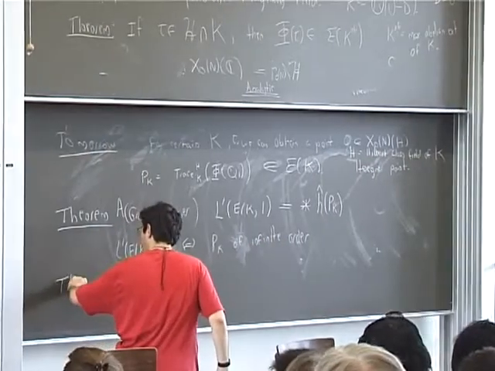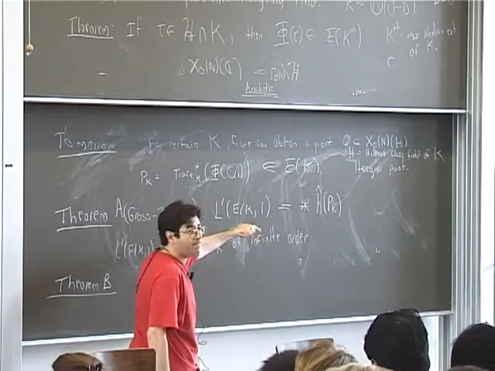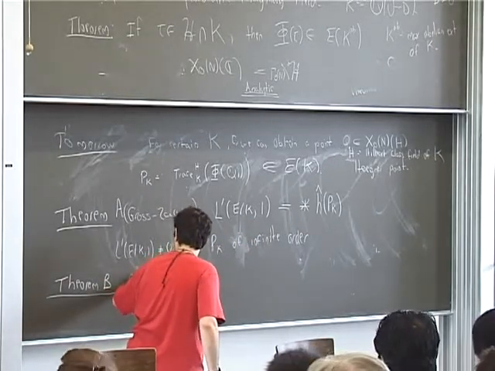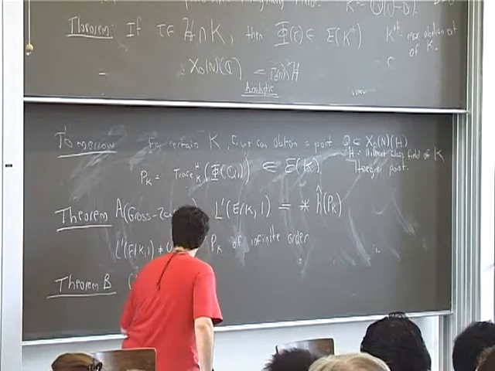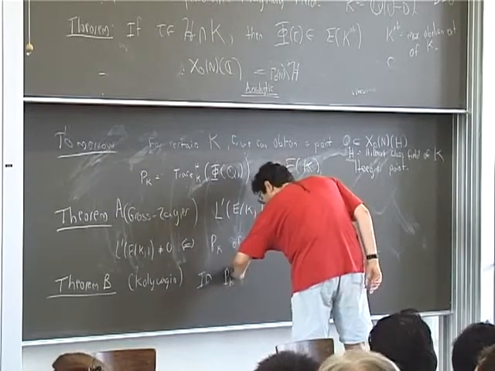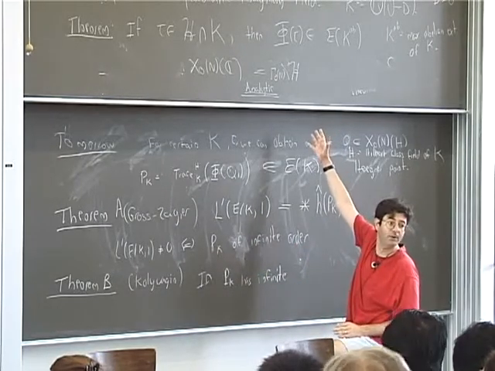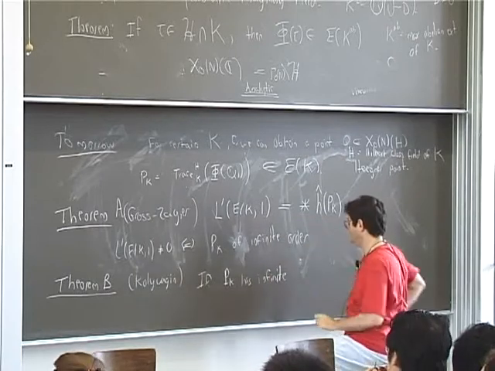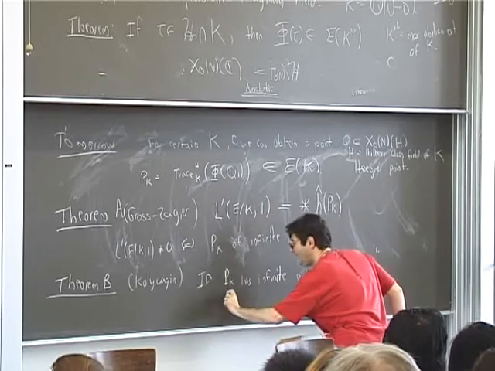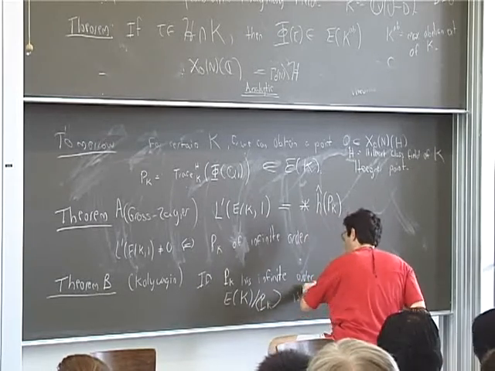The second theorem, theorem B, is going to establish a connection between this point P_k and the Mordell-Weil group of E over K. And the theorem, which is due to Kolyvagin, is that if P_k has infinite order, so if this method for producing a rational point on the elliptic curve works, then in fact E of k modulo the group generated by P_k is finite.